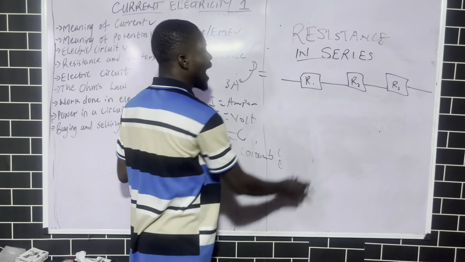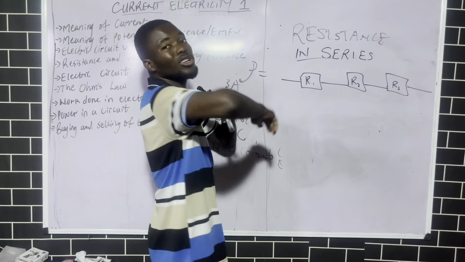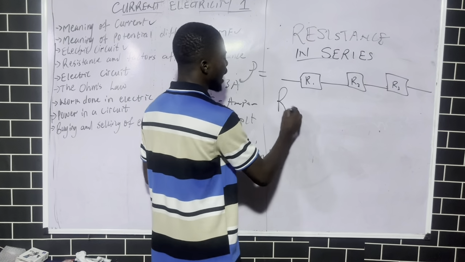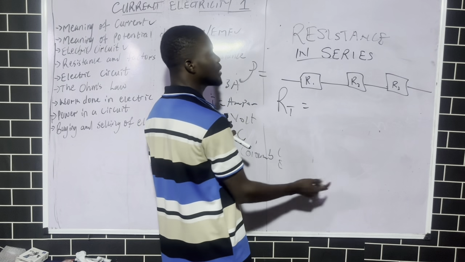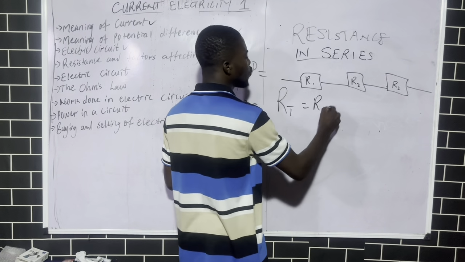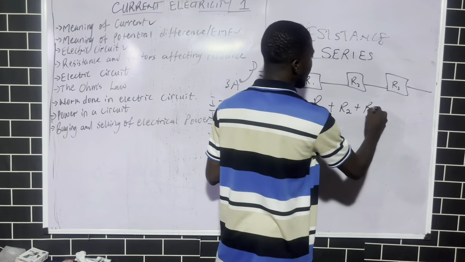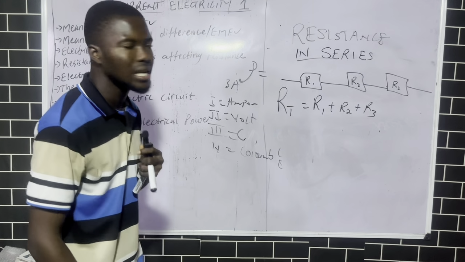And when resistors are joined in series, their total resistance, R total, RT, is simply gotten by adding them together. R1 plus R2 plus R3. This is how you get that total resistance.